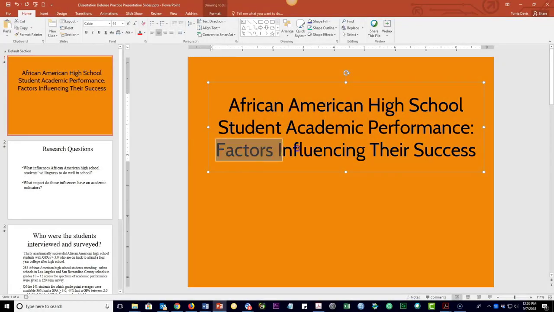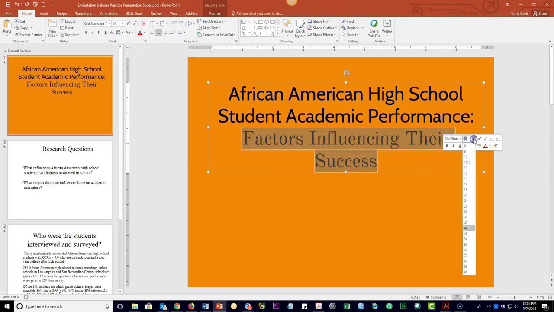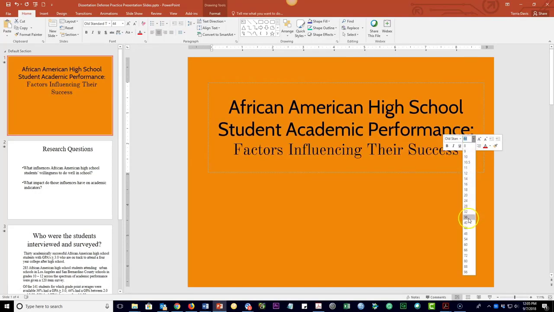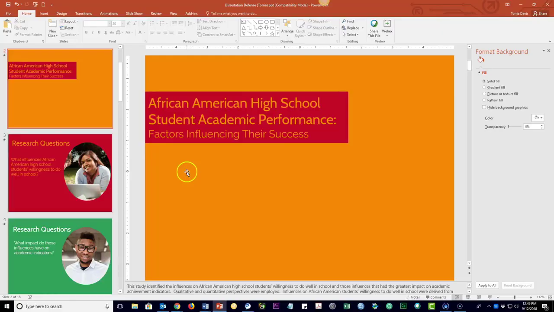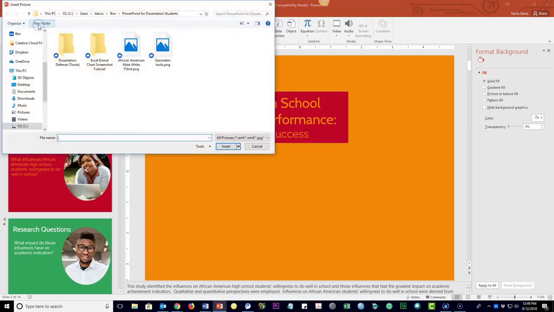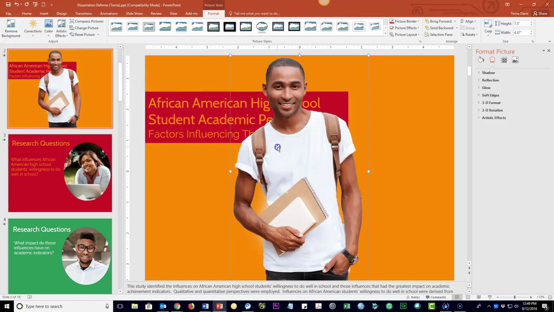To change the font of your title, highlight the text and select the font that you installed. This brings us to easy step number 3, layout. There are many ways to lay out content on a slide. For the introductory slide, we're going to use the rule of thirds, meaning we will place an image covering 1/3 of the slide or maybe even 2/3 of the slide, but we won't place the image in the middle of the slide.